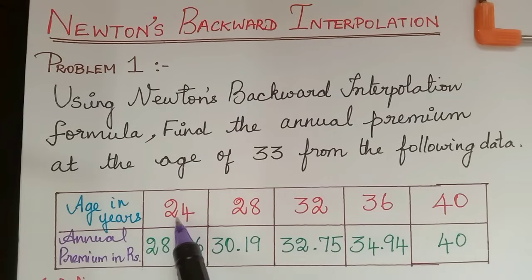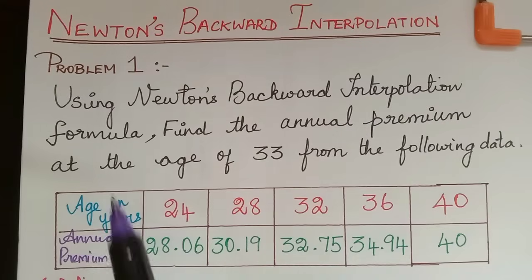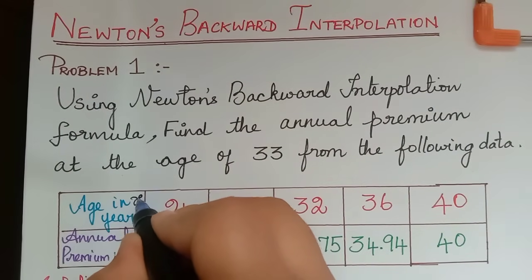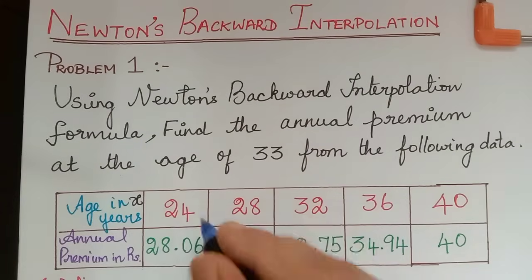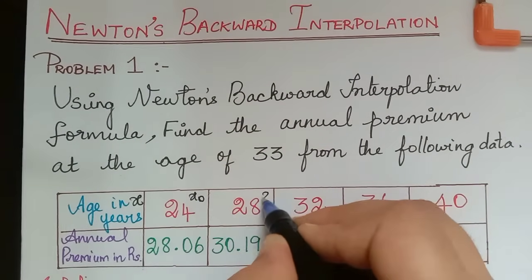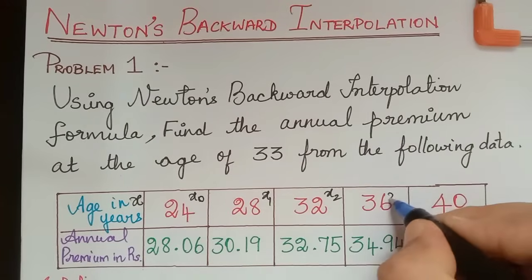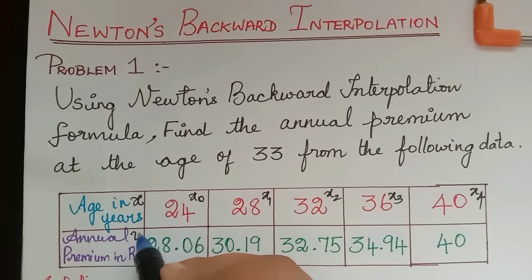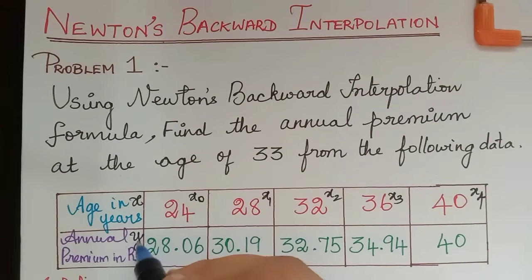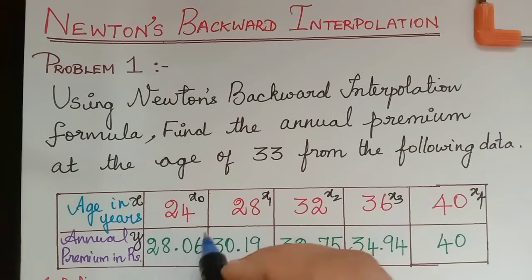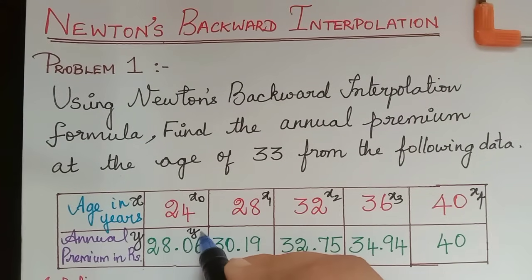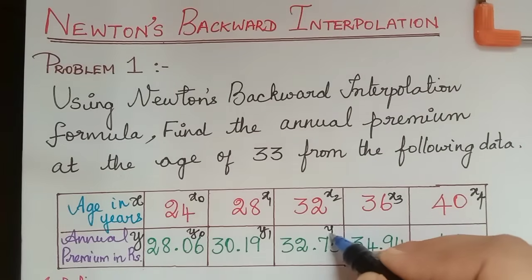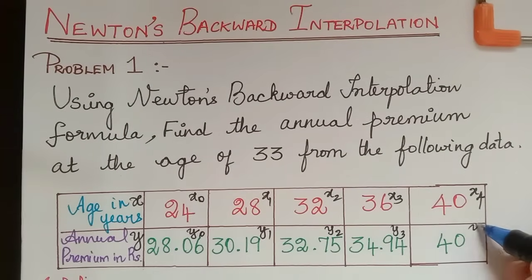For that, we have to check the values of the independent variable. That is, the first data given here is age in years, which will be taken as x. So this is the variable x, and these are the values x0, x1, x2, x3 and x4. And the corresponding dependent variable is y, which is to be interpolated, the corresponding value that we have to find. So this is y, and the first value is y0, this is y1, y2, y3 and y4.